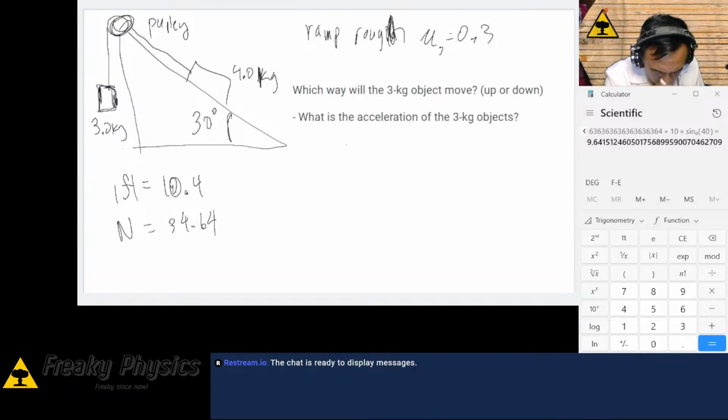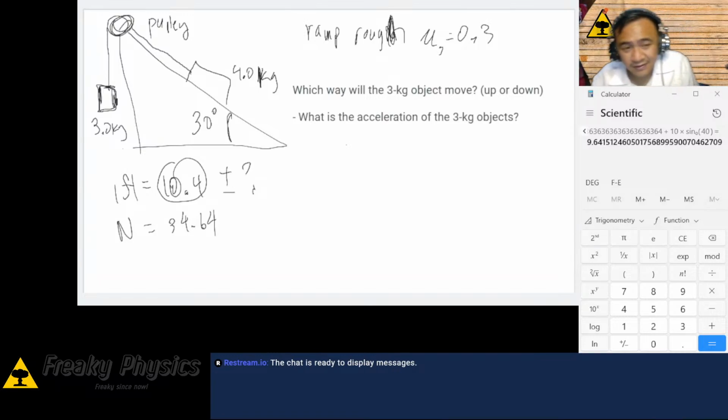What you do now is you find, well, you don't really know whether the object is sliding up or down the ramp. So that's the problem with this F. Is it going to be plus or minus? So what you will do is assume a direction in your diagram, a direction for the whole thing.